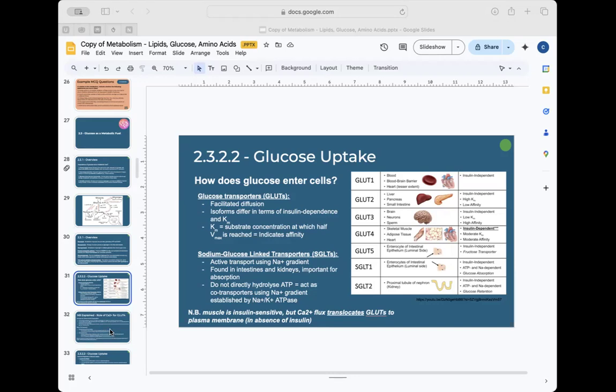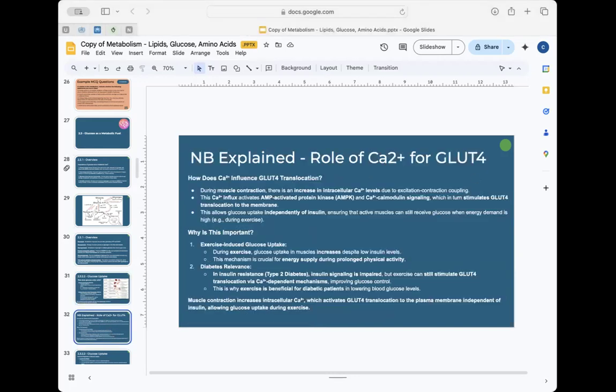And I've kind of expanded on that. I was going to say a little bit, but this is not a little bit. I've expanded on that here. It's not the most important bit of information you need to know. So if you're revising metabolism, then just learn the headline rather than all of this. But this goes into more detail about how that actually works.